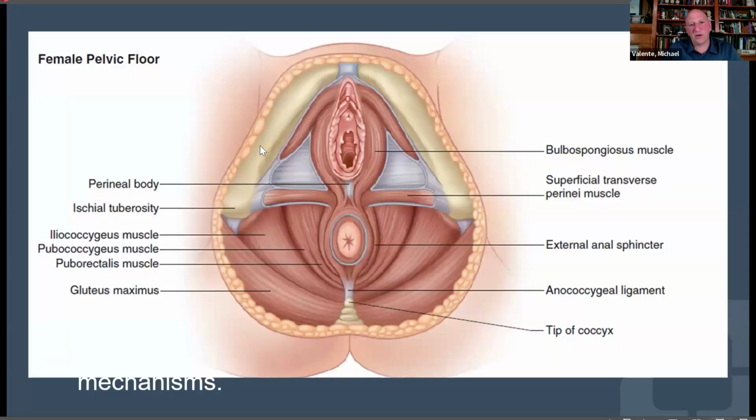Here's a view of the female pelvic floor. We have the vagina, the perineal body, the bulbospongiosus, as we talked about. This is where you would potentially make a Martius flap for a complex fistula of the perineum. Maybe Dr. Hull talked about that last time. This is where you would get your Martius flap. This is that superficial transverse perineal muscle. This converges with the external sphincter here, as we talked about, and then they all insert here to this perineal body.